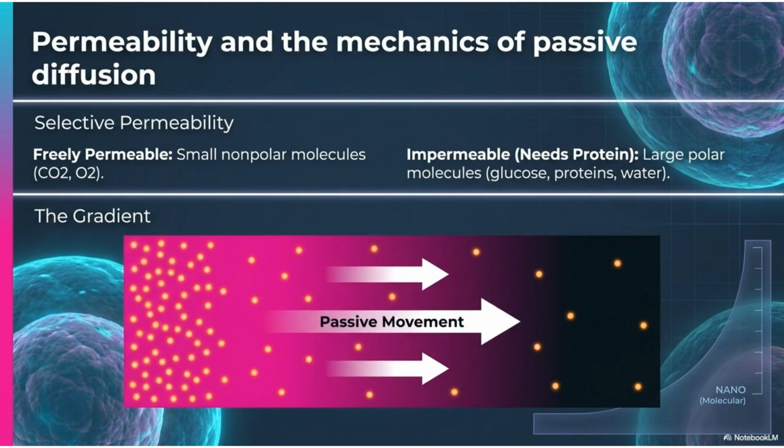The cell membrane is selectively permeable. Small nonpolar molecules can pass freely, while large polar molecules need protein assistance. Passive diffusion moves substances down their concentration gradient, from high to low concentration.